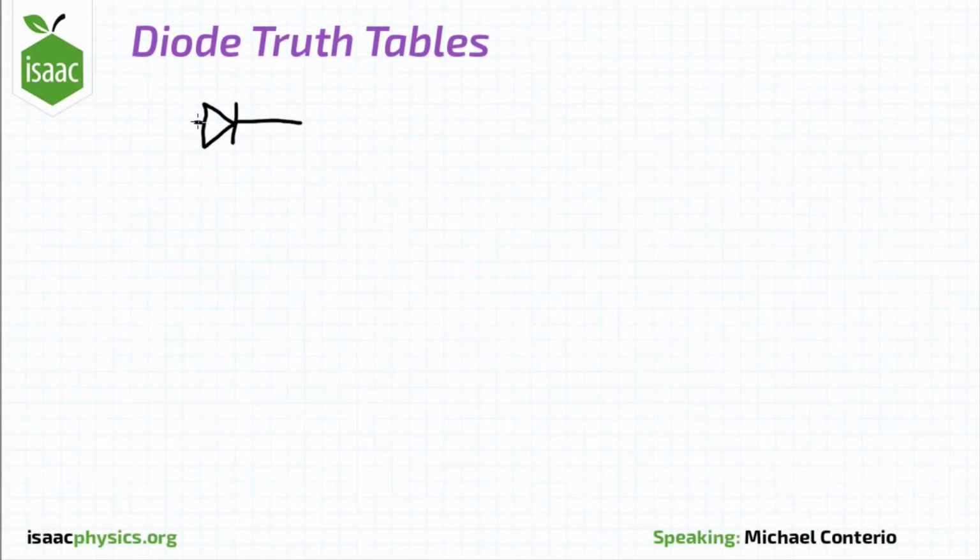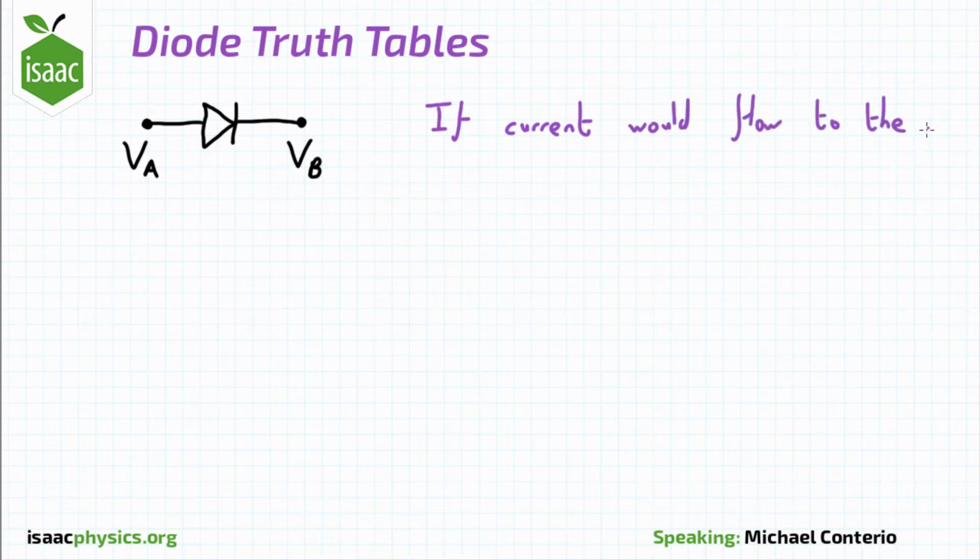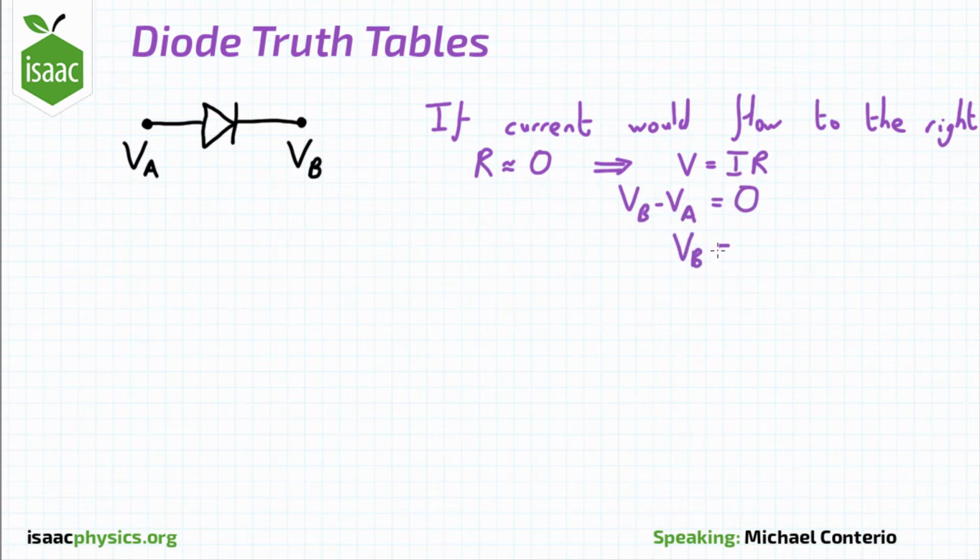Think of an ideal diode pointing to the right, with a potential VA on its left hand side and VB on its right hand side. If the current would flow to the right, the resistance of the diode is effectively zero, so using V equals IR, we get that VB minus VA is equal to 0, and so VB equals VA.